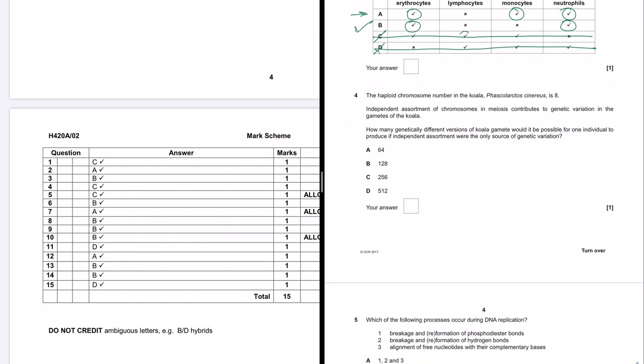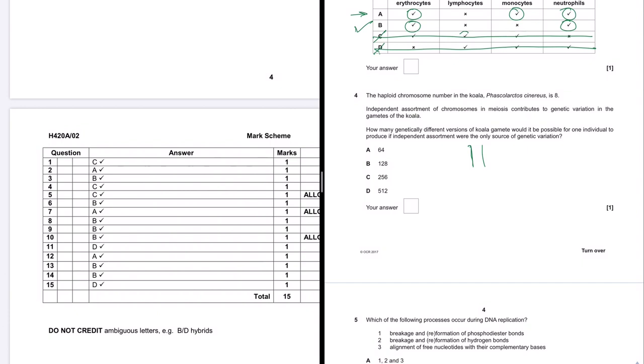Next, the haploid chromosome number in koala is 8. Independent assortment of chromosomes in meiosis contributes to genetic variation in the gametes of the koala. How many genetically different versions of koala gamete would it be possible for one individual to produce if the independent assortment were the only source of genetic variation? If we had one chromosome pair.